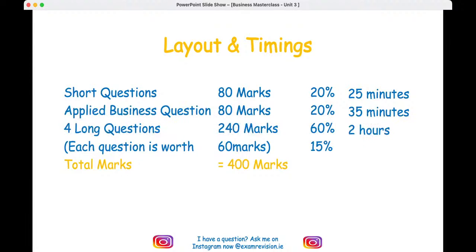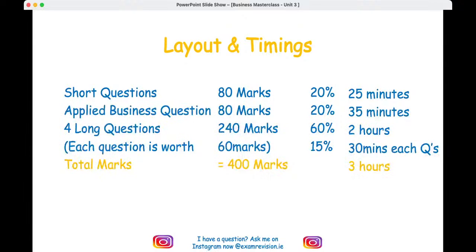And then for the long questions, I would recommend 2 hours. Okay, so you've got 4 questions, you've got 30 minutes for each long question. Okay, and 30 minutes by 4, you've got 2, so it's 2 hours in total. And that's the entire total marks, 400 marks, and it's 3 hours in length.